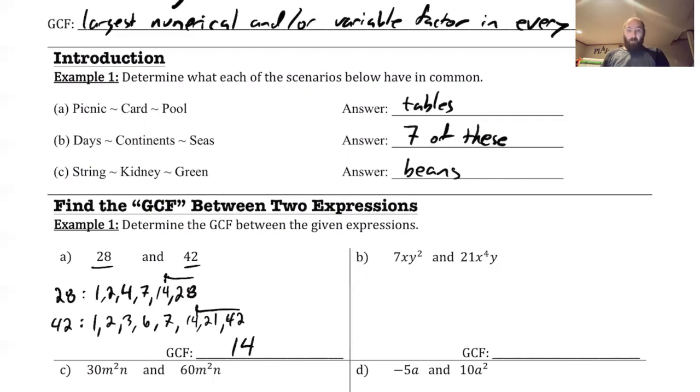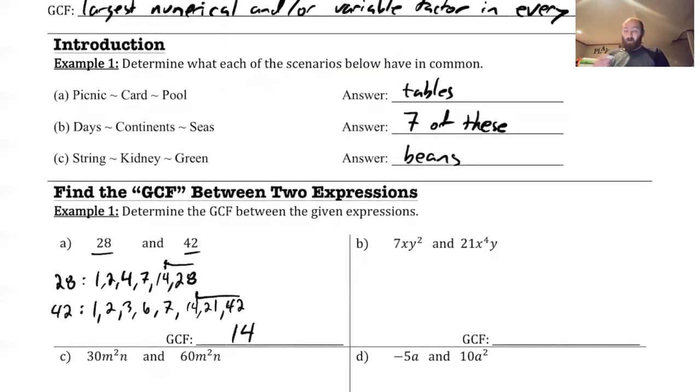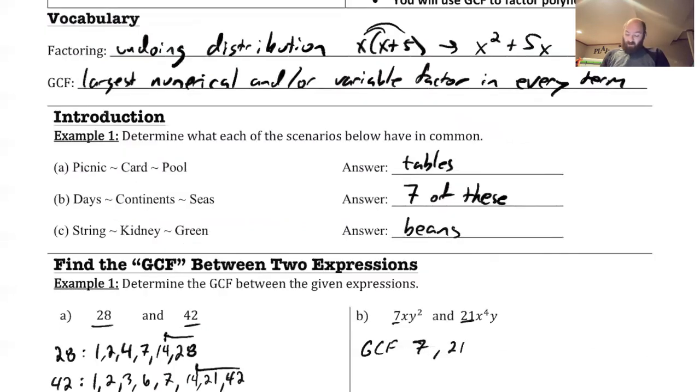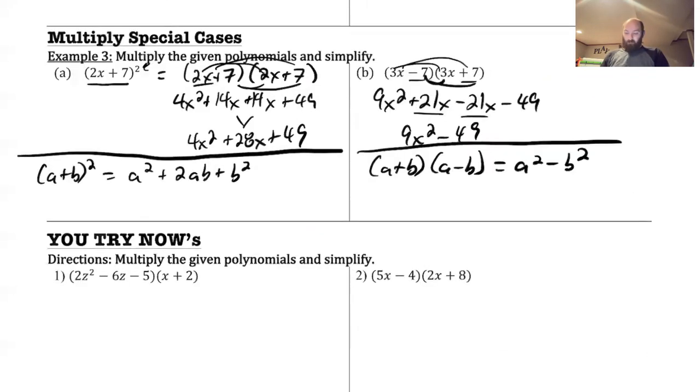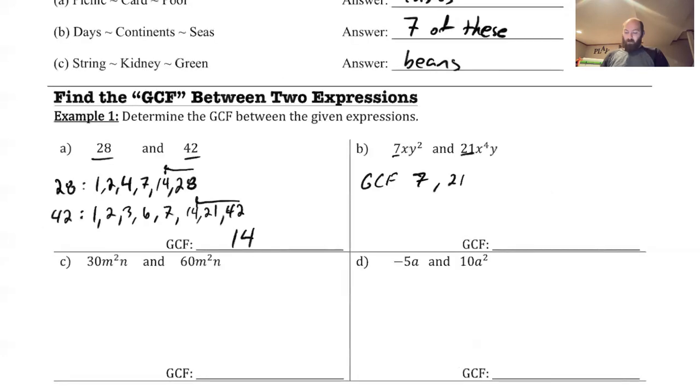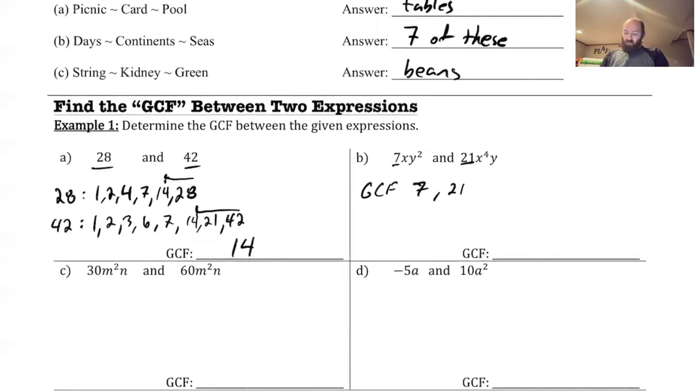Kind of similar to that, but now we look at these variables as well, between these two expressions. So 7 and 21, first thing is, let's look at the numbers. What's the GCF for 7 and 21? That one's actually pretty easy. Okay, so 7 and 21, the GCF is just 7. One thing that's always helpful is, can the smaller number go into the bigger number? 7 does go into 21, so my GCF does have 7 there.